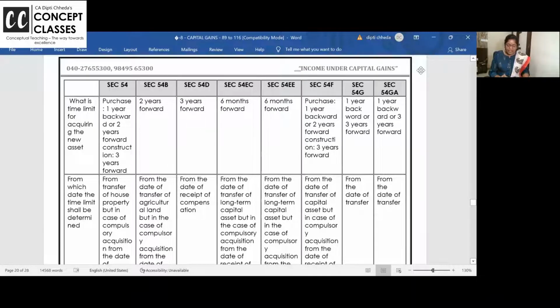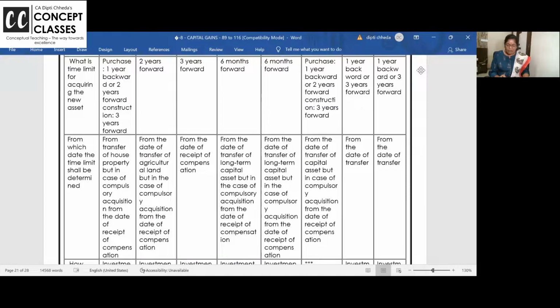From which date will the time limit start? From the transfer of the house property. The day you transfer the house, from this date within 1 year, 2 years, sorry, forward, you purchase another house. 1st July 21, you have transferred the house, then by 1st July 23 buy the new house, or by 1st July 24 construct. For construction, 1 year extra is given.